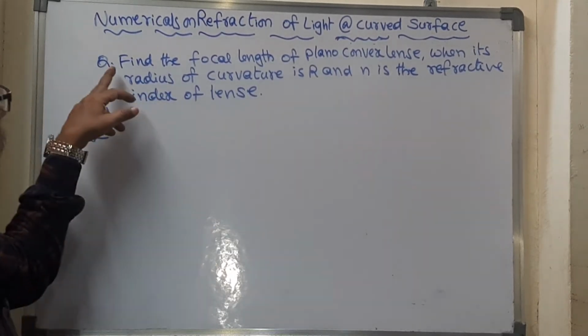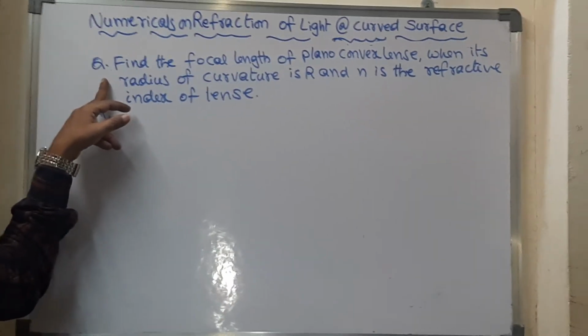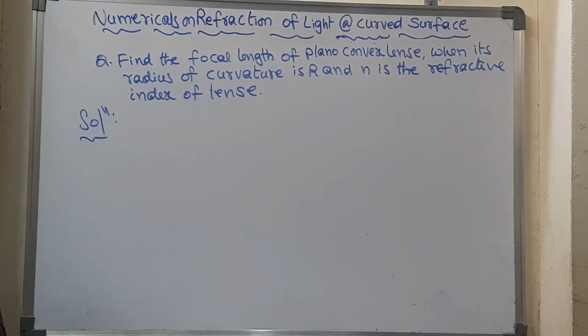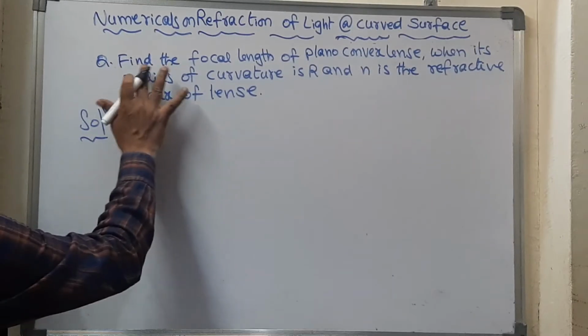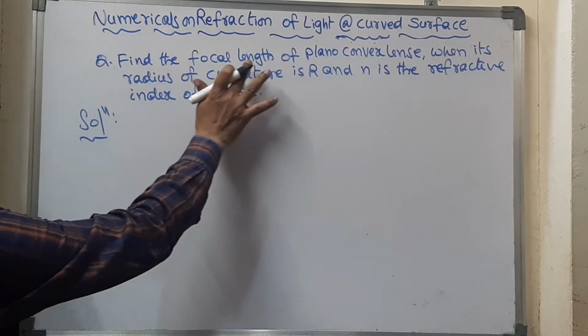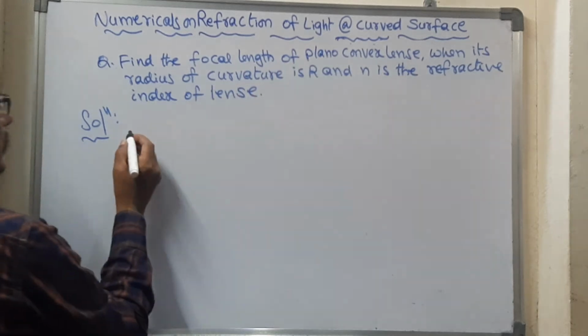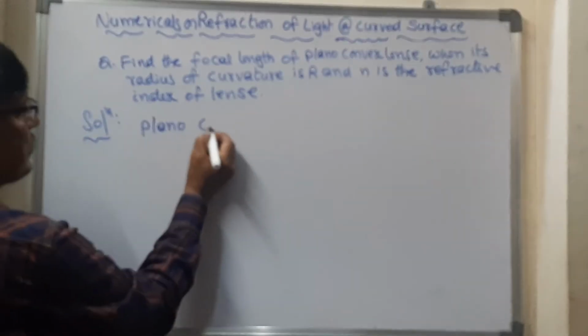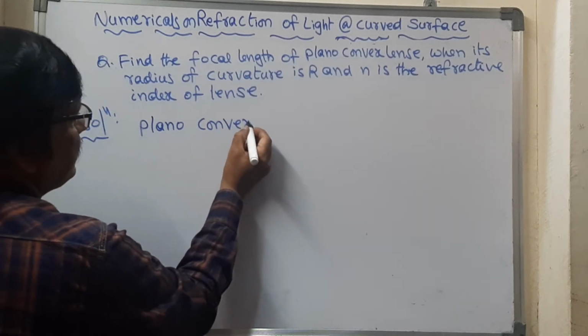Find the focal length of a plano convex lens when its radius of curvature is R and n is the refractive index of the lens. And see what is given in the question: find the focal length of a plano convex lens. What lens is given again? That is a plano convex lens.